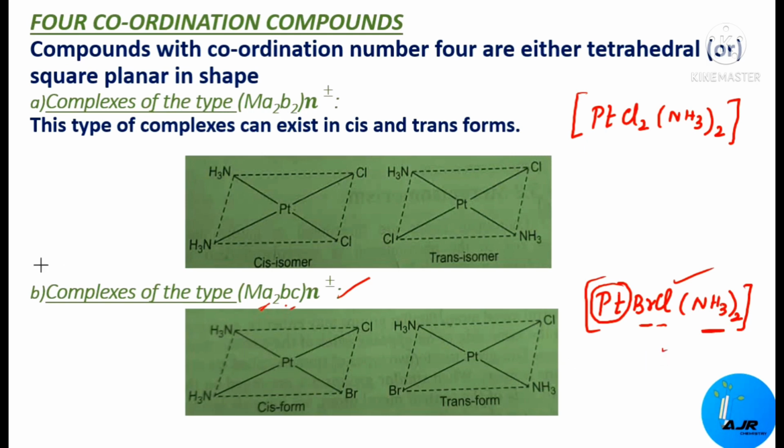See, in the cis isomer, the similar groups are present in the neighboring position, that is, the ligand A2 is present in the neighboring position. Whereas in the trans form, the similar groups are placed in the opposite position. Did you see here? So this is the second category.